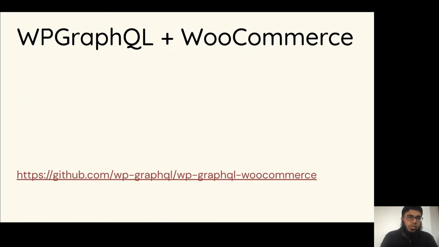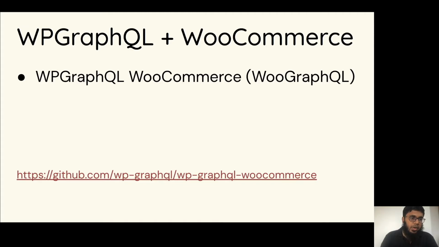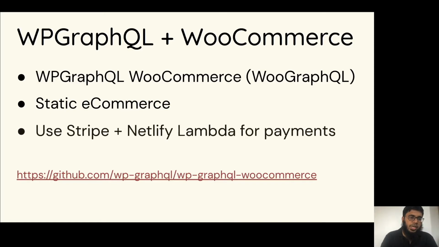WP GraphQL with WooCommerce. There is a plugin called WooGraphQL, which was created by Jeffrey Taylor, who is maintaining it. It exposes WooCommerce as a GraphQL schema, and with that, you can also build static e-commerce sites. When you do a static e-commerce site, for example with Gatsby, you can host it on Netlify and create a Netlify Lambda for processing payments with the Stripe API.